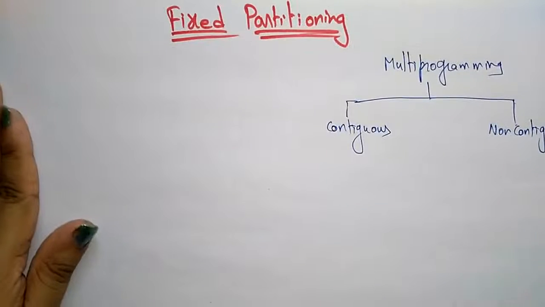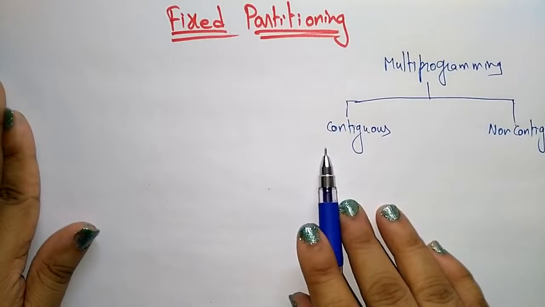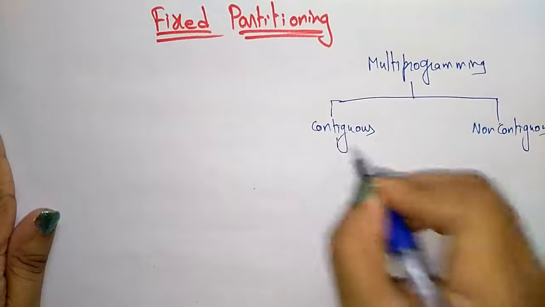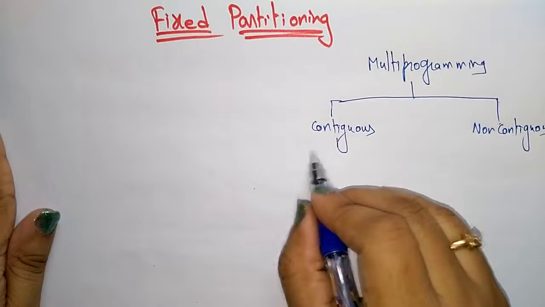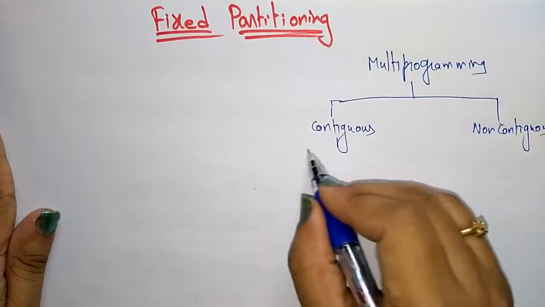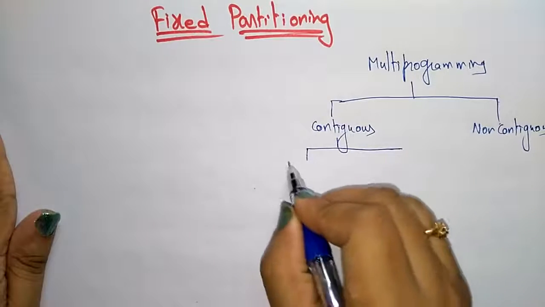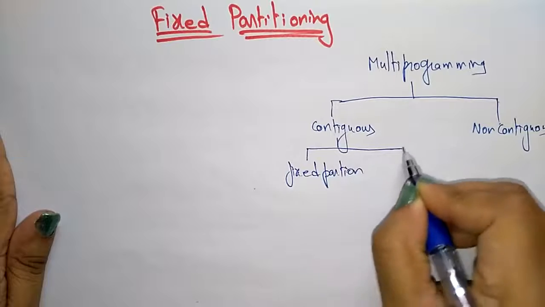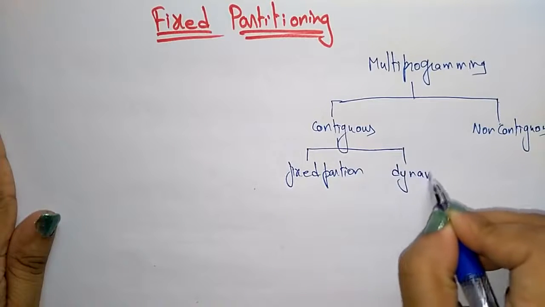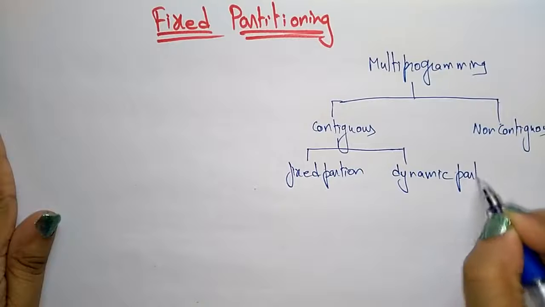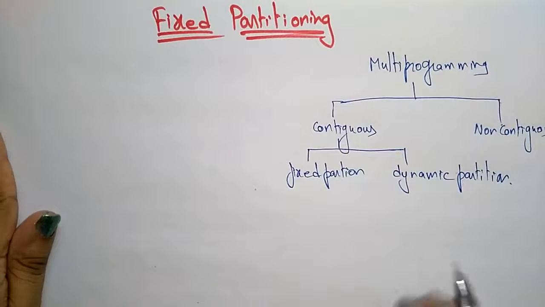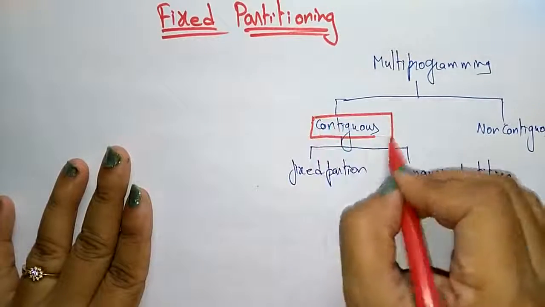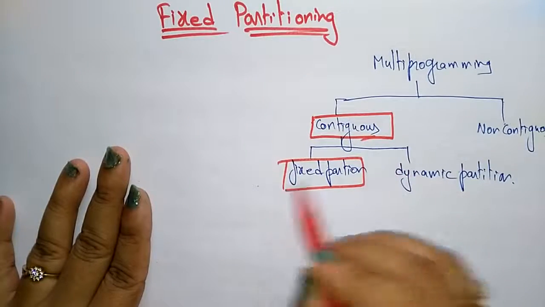So the multiprogramming memory management may be contiguous or non-contiguous. In the contiguous memory location, the memory can be allocated contiguously in the form of fixed partition or dynamic partition. Now we will discuss this contiguous memory location, and in that we will discuss the fixed partition.